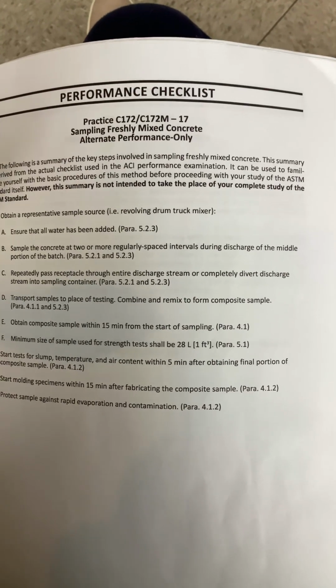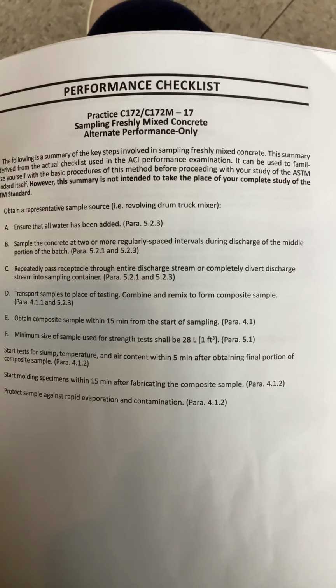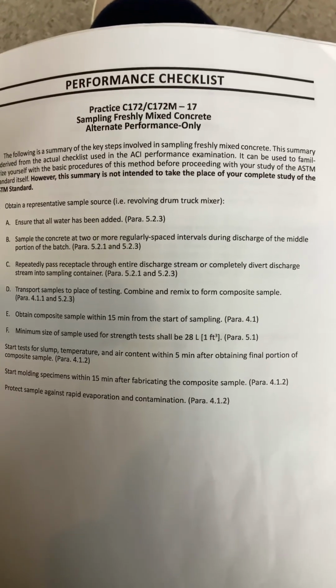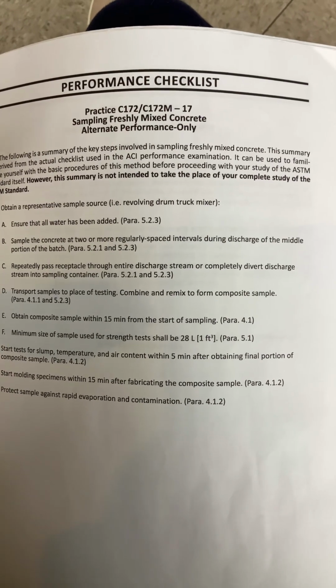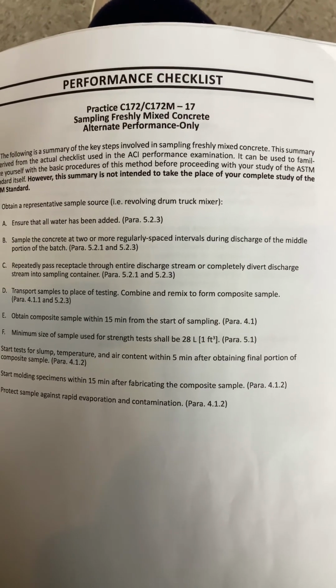Obtain a representative sample, for example from a revolving drum mixer. Ensure that all water has been added. Sample the concrete at 2 or more regularly spaced intervals during discharge of the middle portion of the batch. Pass the receptacle through the entire discharge stream, or completely divert the discharge stream into sampling containers.